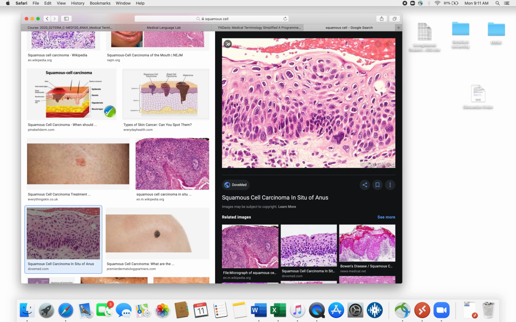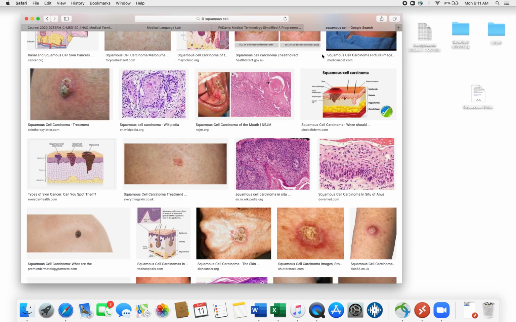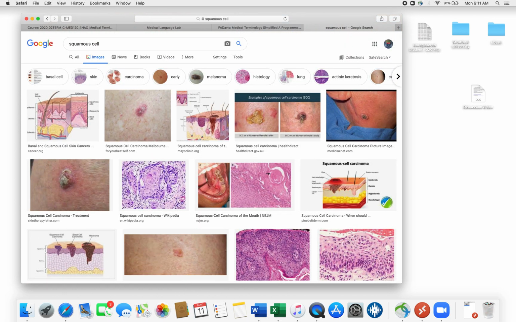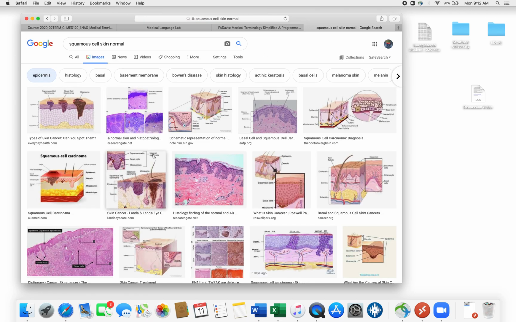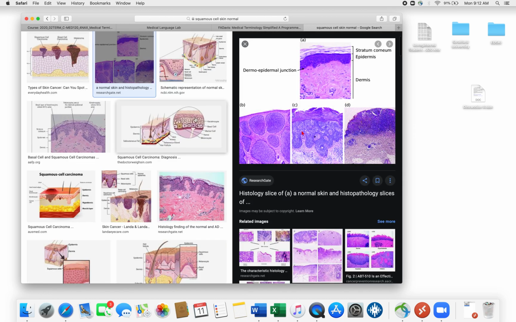Oh, that's cancer. I don't want to. Why do they go directly? Such a pessimistic Google. Uh, I just want the skin cells. Skin, normal. I think that's the best thing there. Which is a good one? Which is a good one? Here, epidermis. Let's look at this.